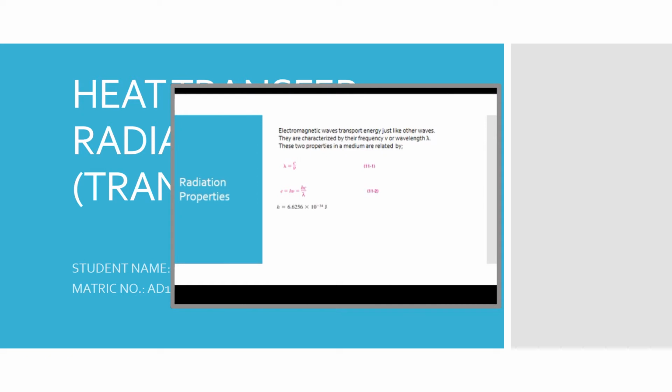It has proven useful to view electromagnetic radiation as the propagation of a collection of discrete packets of energy called photons. Each photon of frequency ν is considered to have an energy as shown in equation 11.2.